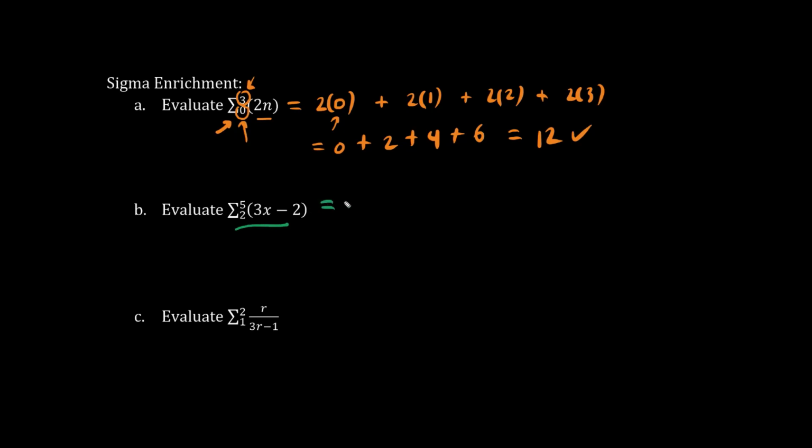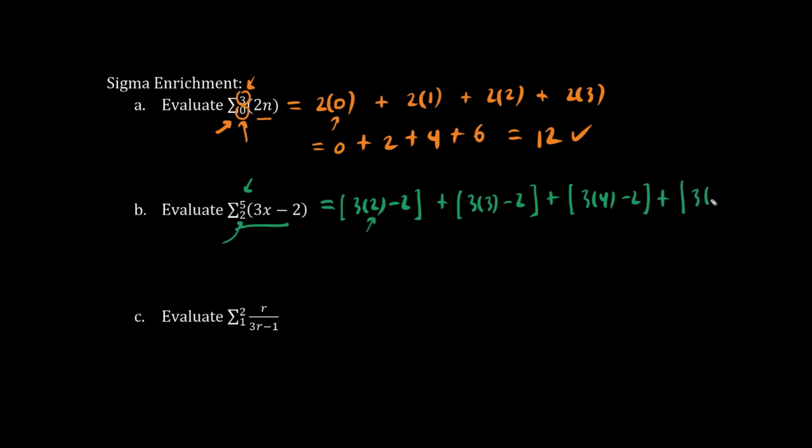So the sum is 3 times 2 minus 2 plus the next term, which is 3 times 3 minus 2. We count up from 2 because 2 is the starting point and 5 is the end point. Plus 3 times 4 minus 2 plus, finally, 3 times 5 minus 2, and we stop here.